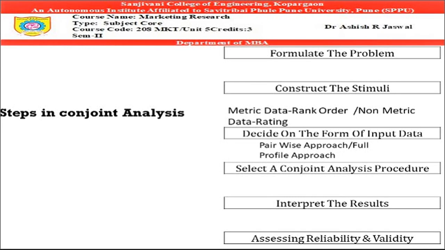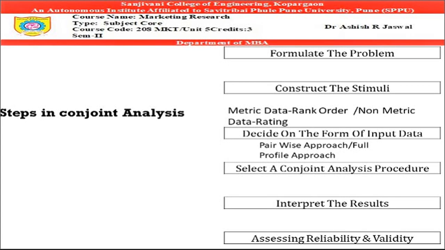Decide the form of input data, whether it is with two attributes or more than two attributes. Depending upon that, we can go for the conjoint analysis process, and from the inputs we can find out what the trade-off is. Before implementing, we need to find out the reliability and validity of the results it has given.